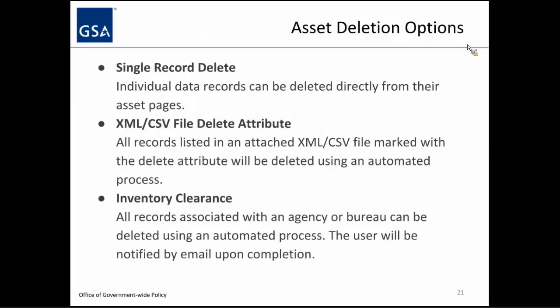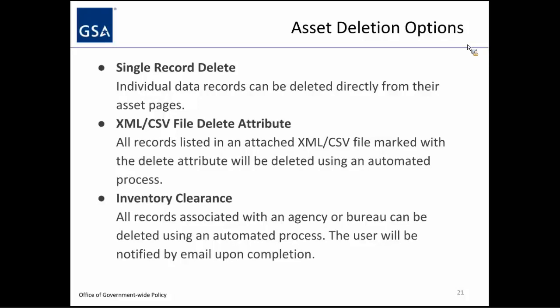So that was kind of a high level. Now I'm going to go into the asset deletion options. So there are several options. You just need to decide from an agency perspective on which deletion strategy you're going to use. The first option is to individually delete a single record. So this would be done through that asset search that we're going to demonstrate. The second option is to delete batches of records from your agency using XML or CSV with that delete action attribute. So we'll show you what that looks like in a second.